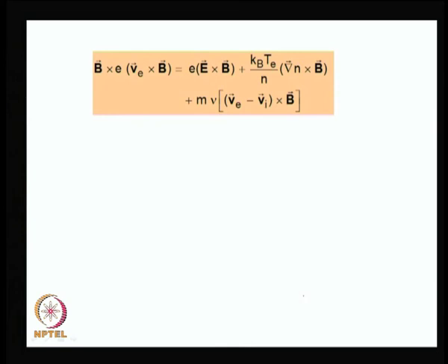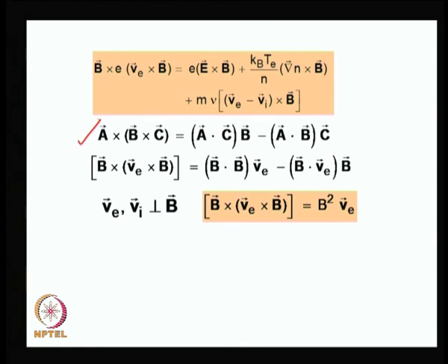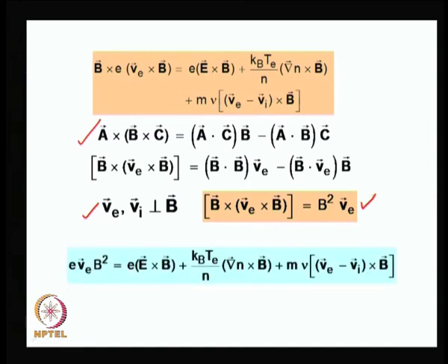From your college physics, you know that A cross B cross C is A dot C B minus A dot B C. So, you can apply that result, and what do you get under the condition that Ve and Vi are perpendicular to B? You get the triple product simply as B square Ve, right. It is a simple expression. Substitute that in the original equation, you get a simple expression on the left hand side, the right hand side remains the same.